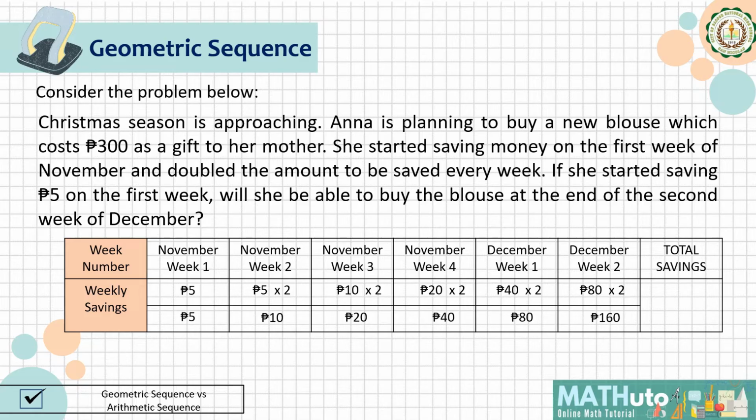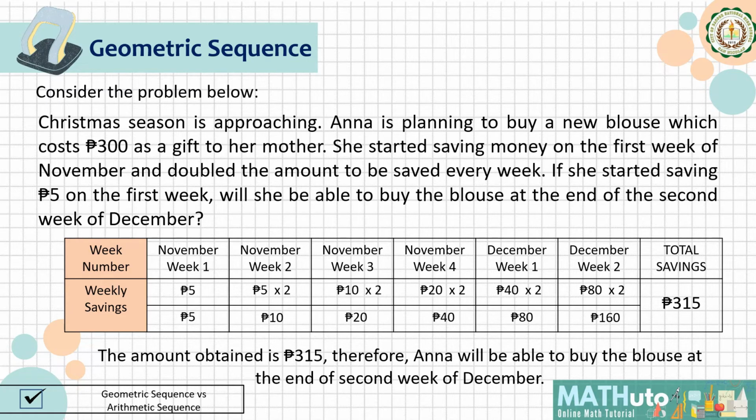Given all the savings of Anna from week 1 of November to the second week of December, the total savings now is 315 pesos. So the amount obtained of 315 pesos, therefore, Anna will be able to buy the blouse at the end of second week of December. Notice that the sequence formed here in the weekly savings of Anna, 5, 10, 20, 40, 80, 160, this is an example of a geometric sequence.